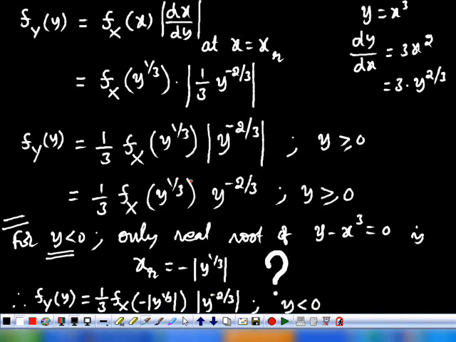No need. Because this case is different from that of y equivalent to x square. In the y equivalent to x square case, for a single value of y, we have two different values of x. But here, for one value of y, we have one value of x, for y greater than 0 and for y less than 0. So that's why no need of adding the two results. So these two results must be shown separately. Therefore, we summarize the result. So fY of y is equivalent to 1 by 3 fX of y power 1 by 3 mod y power minus 2 by 3.